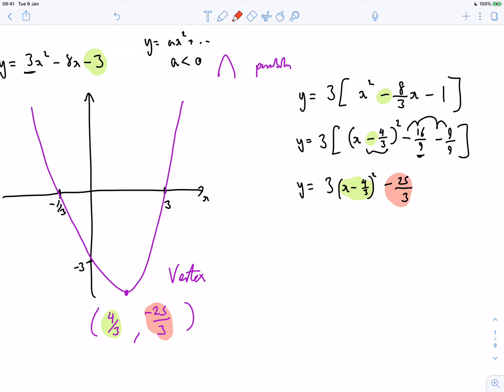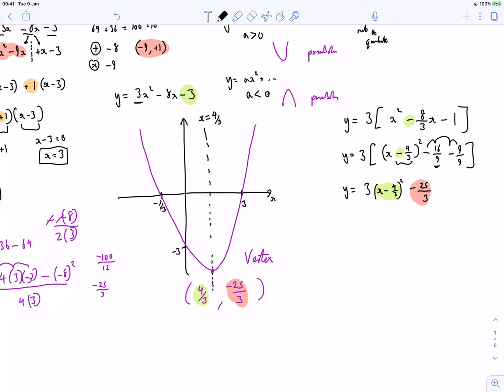Okay, couple of other interesting points. Parabolas are symmetrical. They have a line of symmetry, a vertical line of symmetry at x equals the vertex point. So in this case, x equals 4/3.